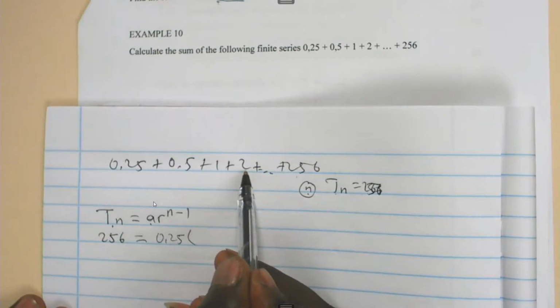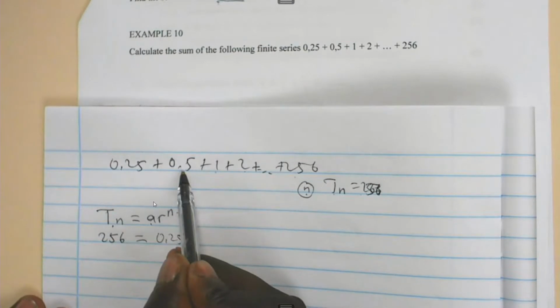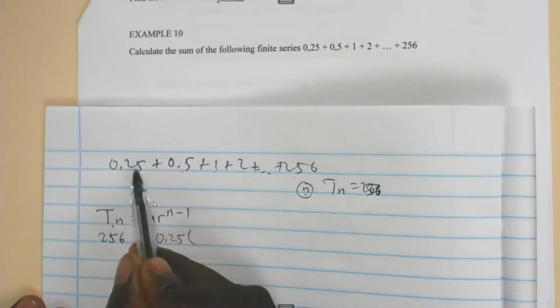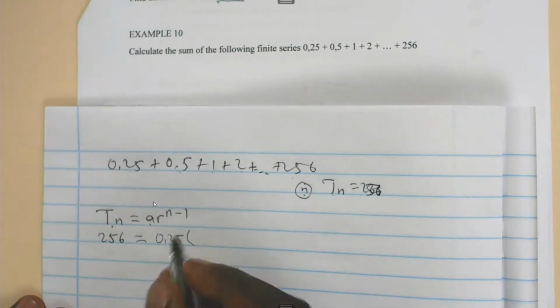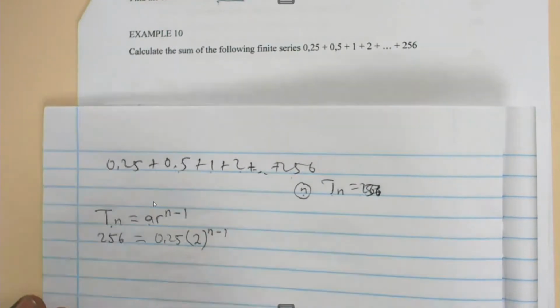2 divided by 1 is 2. 1 divided by half is 2. Half divided by a quarter is 2. Therefore, our constant ratio is 2, to the power of n minus 1.